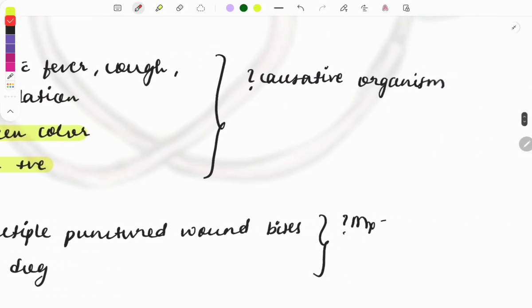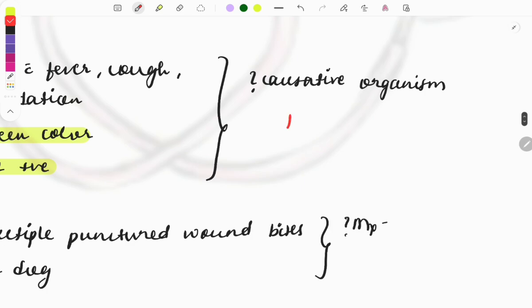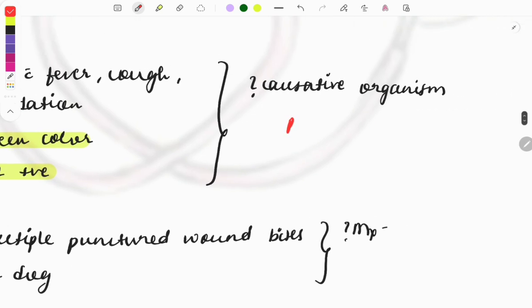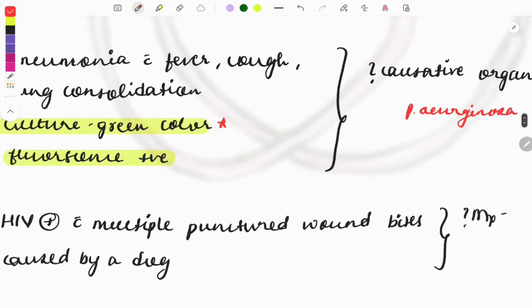So which organism can be the causative organism? If it is associated with this green color, usually it is Pseudomonas aeruginosa. So this was given in the options and this was the correct answer, Pseudomonas aeruginosa. Okay, so remember these two words.